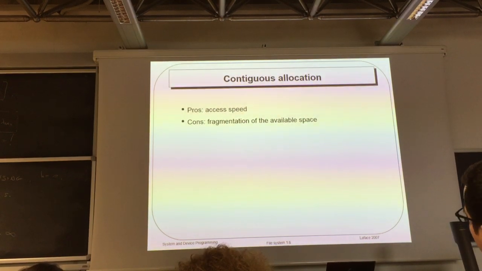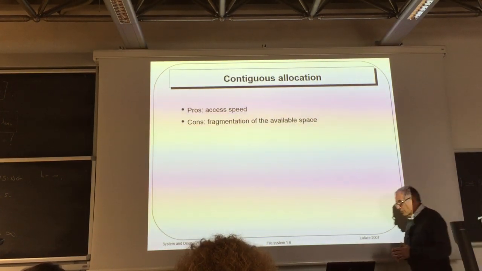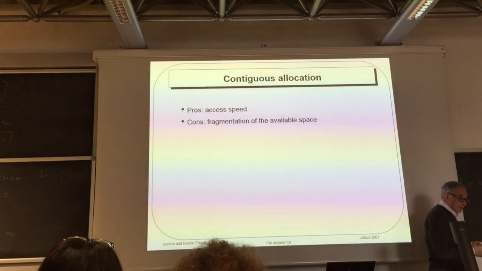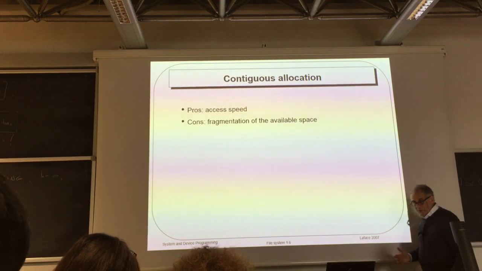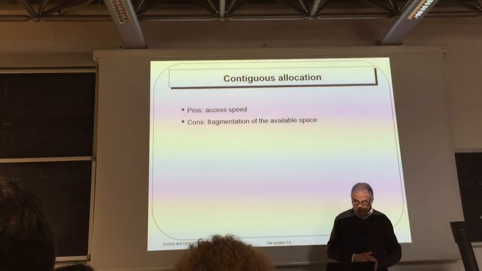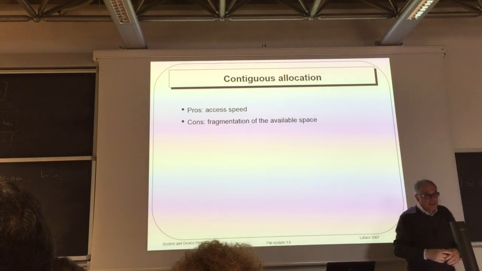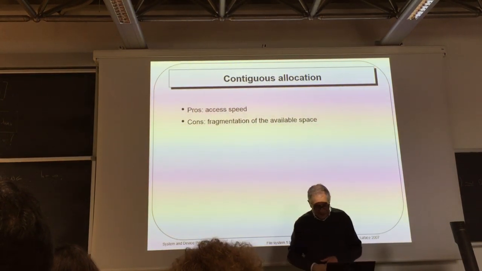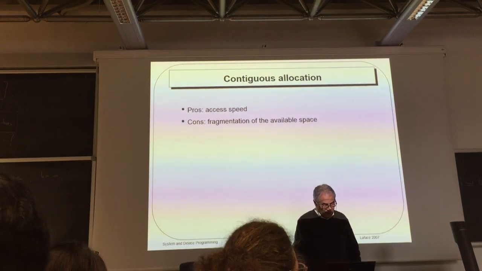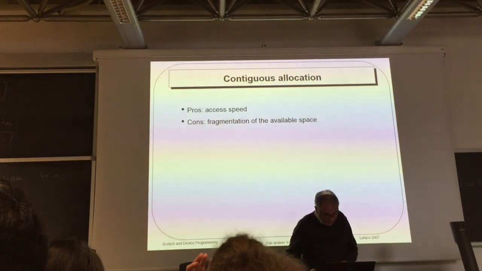The first task of the designer or the file system manager is to decide how to allocate on the disk the data corresponding to a file. The first idea is contiguous allocation, but it has the same problem as contiguous memory allocation for programs. You have a fragmentation of the available space because you leave holes in the disk that cannot be filled, because your newly created file is larger than any hole available.